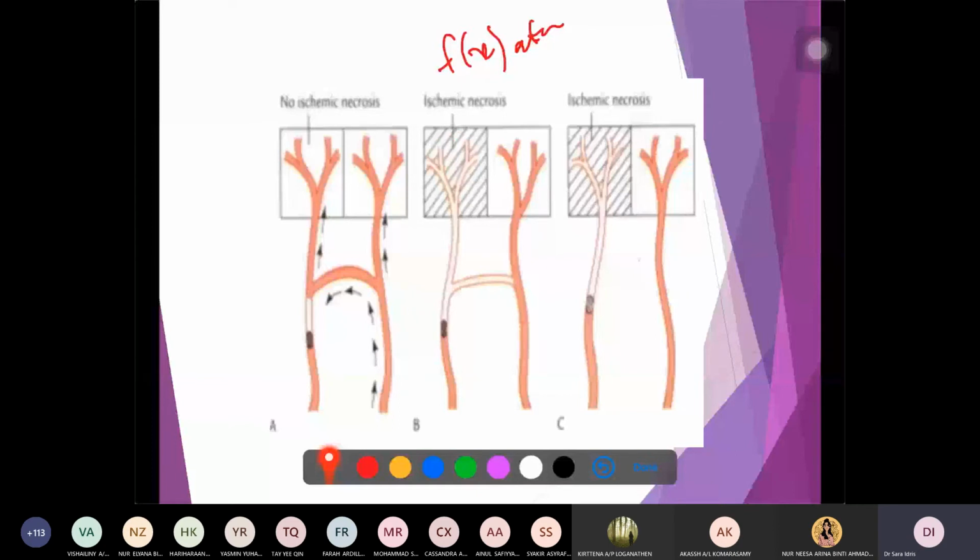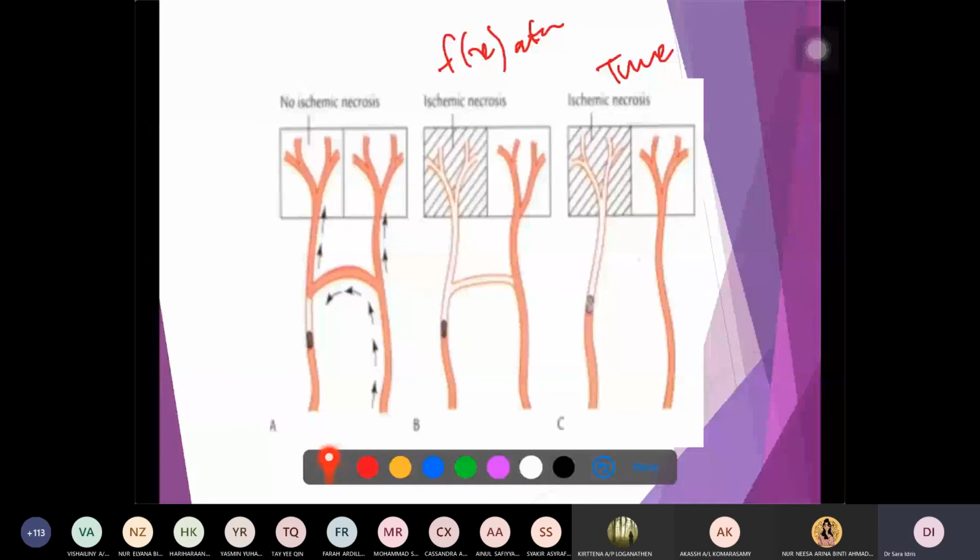And if it's a true end artery, okay, true end artery, you don't have any communication at all. Any occlusion in this area will definitely result in an ischemic necrosis of the area that is supplied by this vessel here. So anastomosis, functional end artery, and a true end artery.